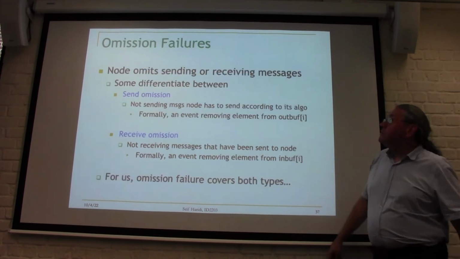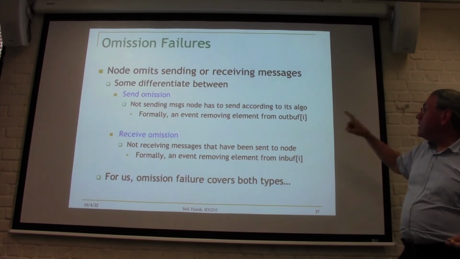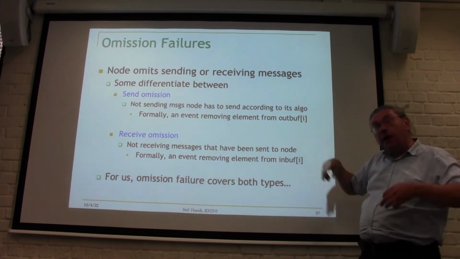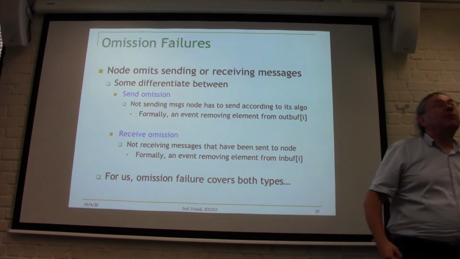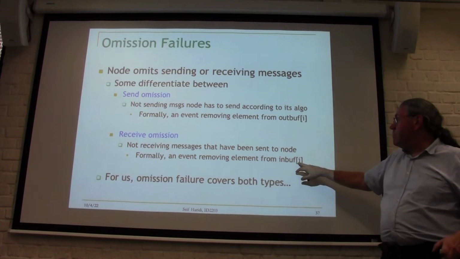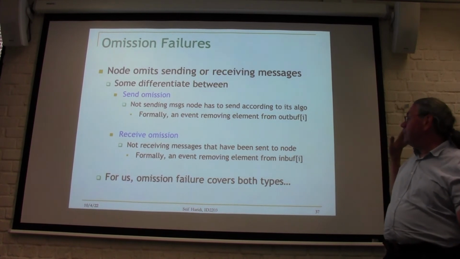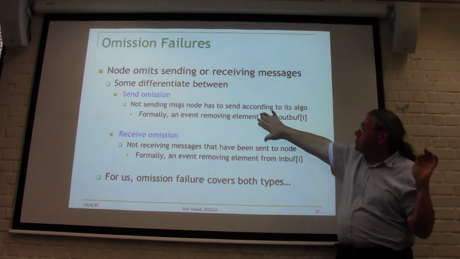But there are more complicated ones. There's something called omission failures, a slightly nasty one. The node forgets to send a message. Everything is fine, it's just that one message it sends somehow doesn't get sent, or the message disappears. Basically, I'm putting an element in the out buffer, and then some nasty little demon removes that element from the out buffer, so the message disappears. Or the message is in the in buffer, and some nasty little guy removes it, so the node never sees it. These are send and receive omission.